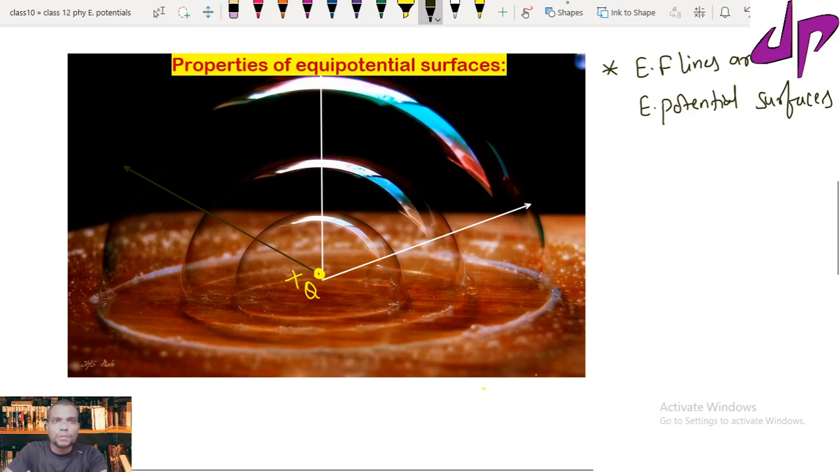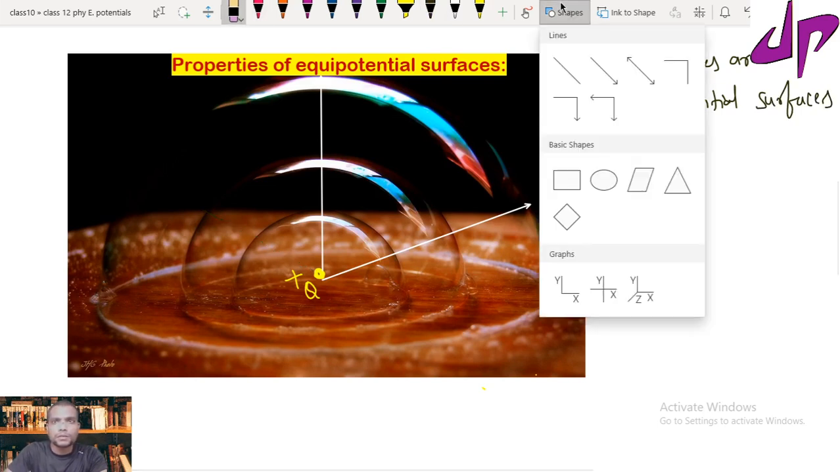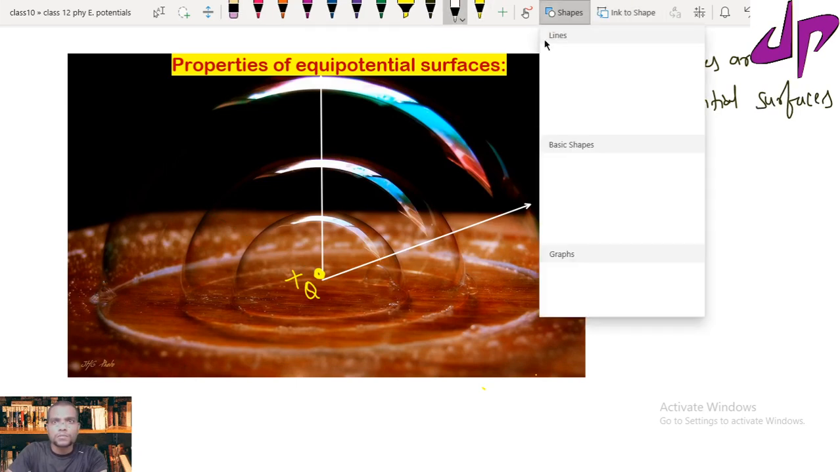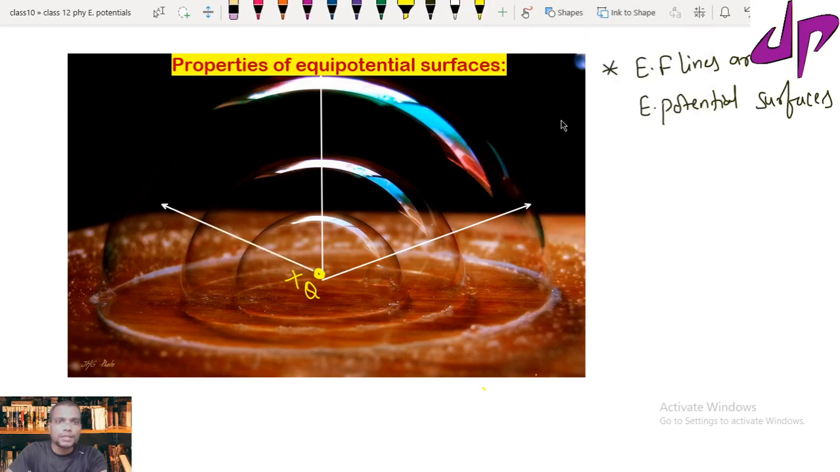Yes, they are perpendicular to the equipotential surface because the electric field lines pierce the equipotential surface. If you take the area of that particular surface and the electric field lines, they are the same at any location. So the first point: the electric field lines are perpendicular to the equipotential surface.